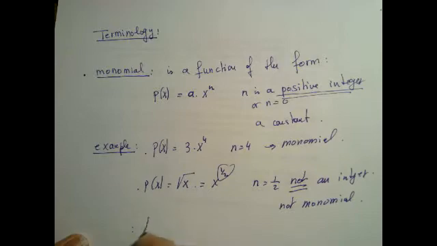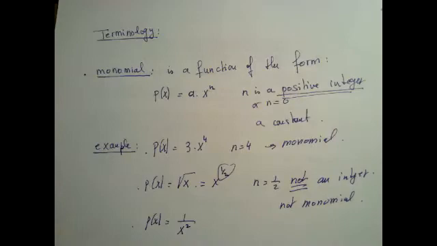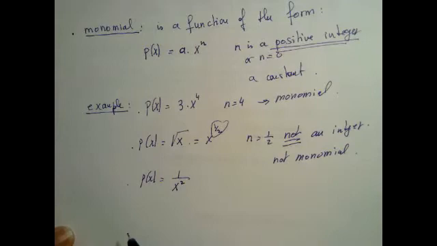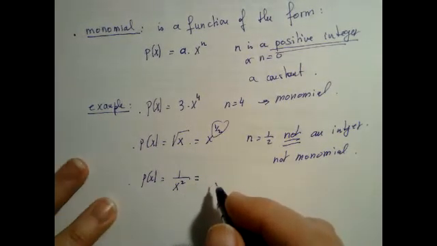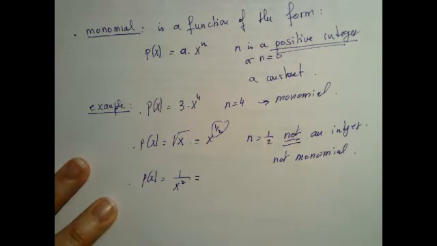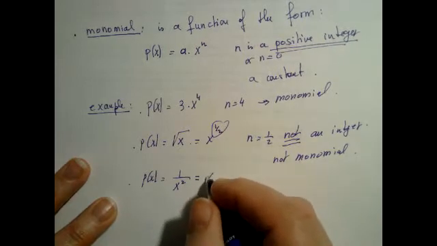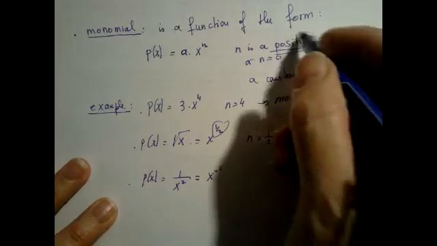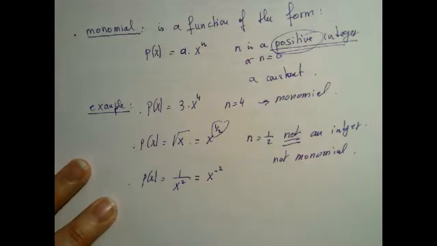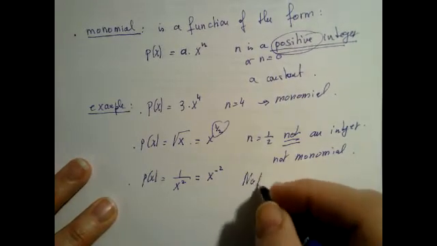I can keep giving you more. What about 1 over x squared? Yes or no? Quickly. No, because it's x raised to the -2. That's x to the power -2. -2 is not a positive integer, and I insisted I want a positive integer. That's the definition. So again, not a monomial.